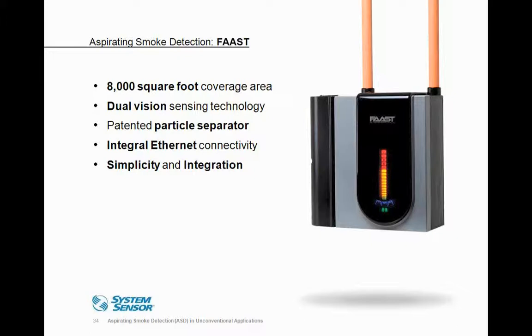Three stages of filtration. Every unit comes with an integral Ethernet connection, so it can be tied to the building's IT infrastructure. It will get an IP address, just like a PC would on that network. And then the detector itself, the FAAST unit, is an email server and a web server as well. It's all built in. There are no different models to purchase to have all these features. Every unit comes with it.